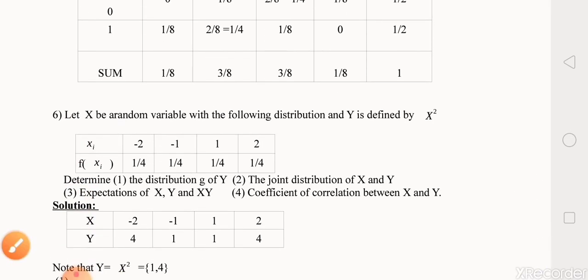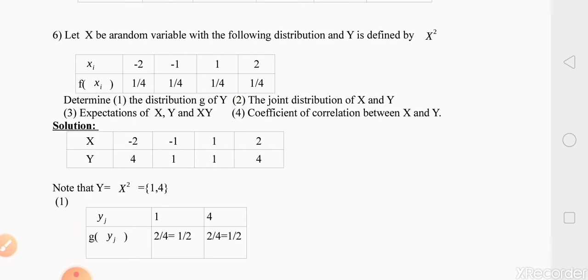The next problem is, let x be a random variable with the following distribution and y is defined by x square. Distribution of x is given. Determine the distribution g of y, the joint distribution of x and y, expectations of x and y, and expectation of xy, coefficient of correlation between x and y.